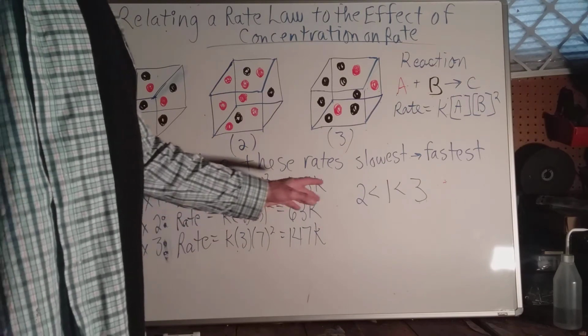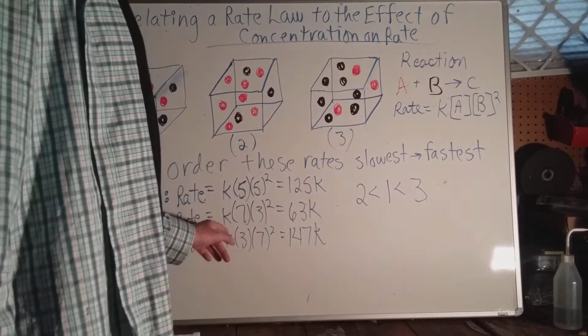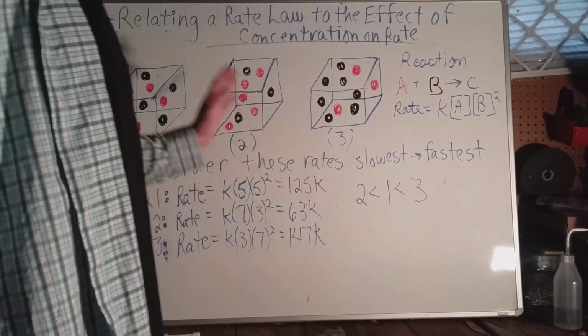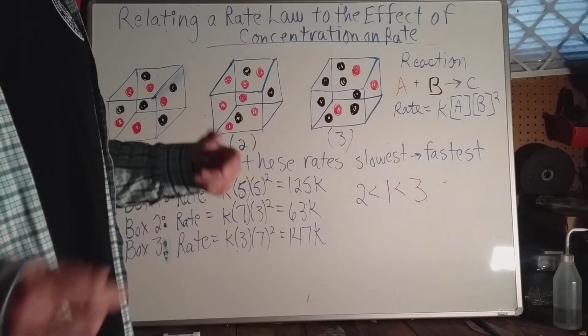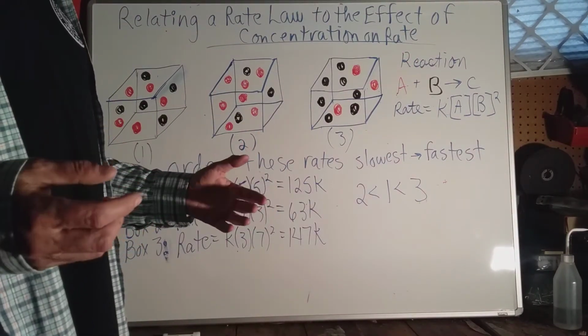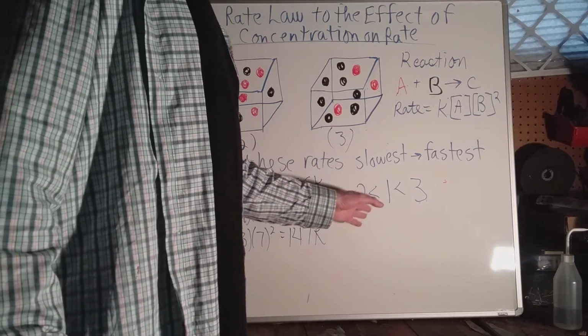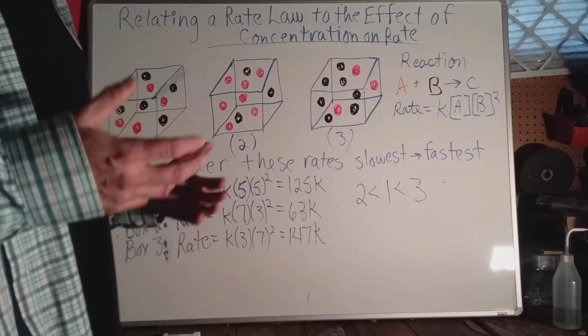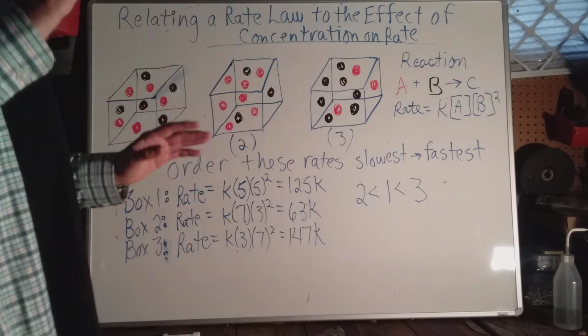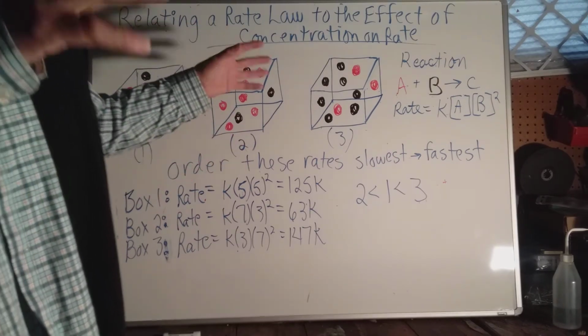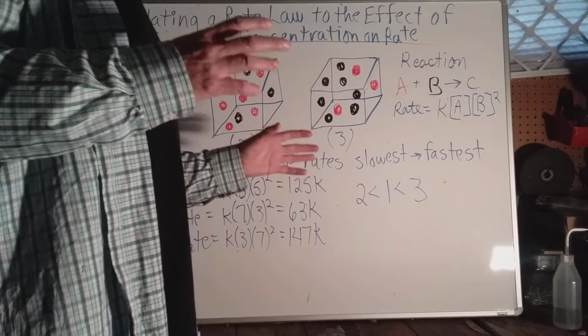And thus we can rank box 2, box 1, then box 3 in order of increasing speed of reaction, or we could view it in terms of less slowness. Either way is the same thing. So that's basically how you could view this down to a molecular level.